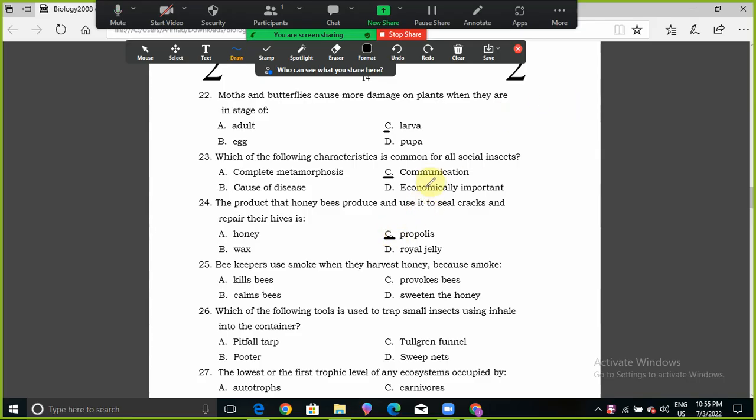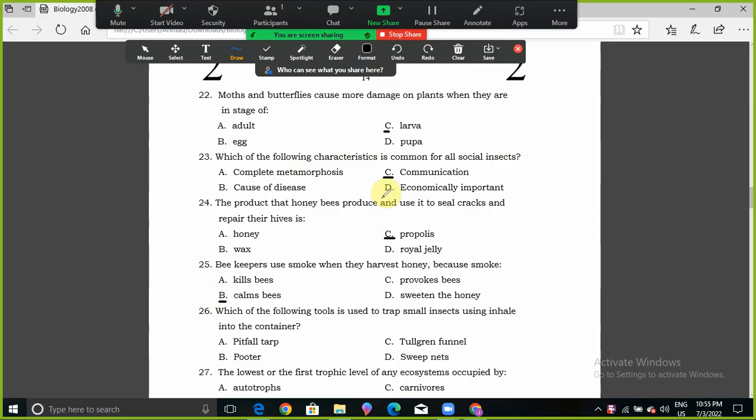Now question number 25. Beekeepers use smoke when they harvest honey. Because the smoke what? Can kill bees, calms bees, provokes bees, or sweeten the honey. First of all, smoke is the beekeeper's third line of defense. Smoke calms bees. So the correct answer for 25 is B.